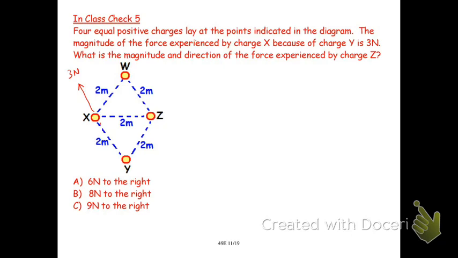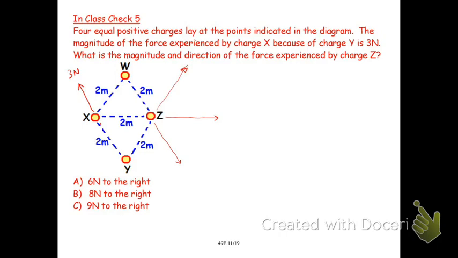So I look at charge Z and I say, well, there's 3 charges interacting with Z, and they're all positive, so I'm going to get a force here, a force there, and a force here. This force is caused by X. This force down here is caused by W. This force up here is caused by Y. They're all going to be repulsive forces because they're all positive charges.